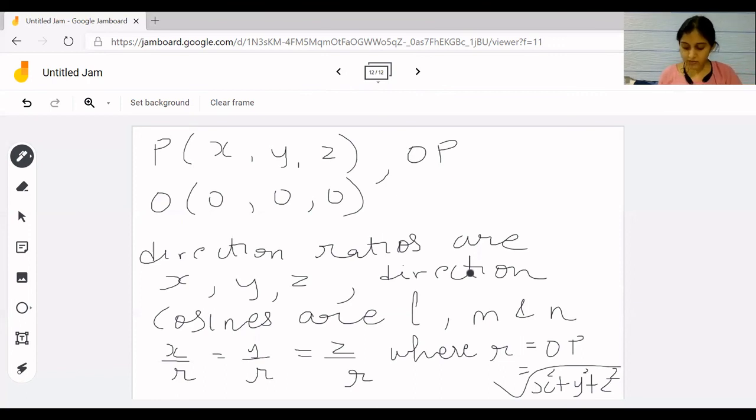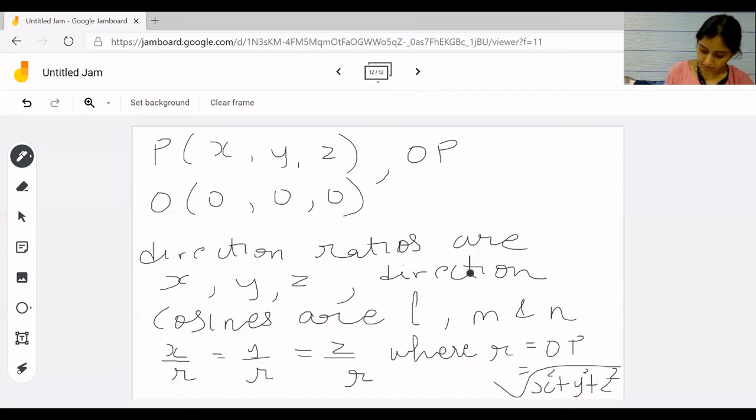Now, as and when we come across a problem, I will explain to you how we are finding their direction cosines and direction ratios. Because if I keep writing the formulas this way, then it's very difficult to remember all of them.